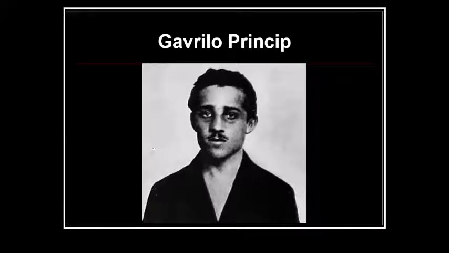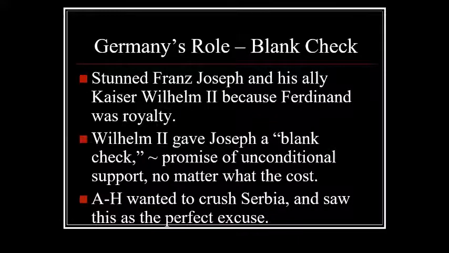So what he does is he walks up to the car, pulls out a pistol, and lights them up, kills them both. And then, of course, he gets jumped and beaten up and everything. He later gets executed for assassinating the heir to an empire and his wife. Right? So that's what does it. So, then how does everybody else get involved?